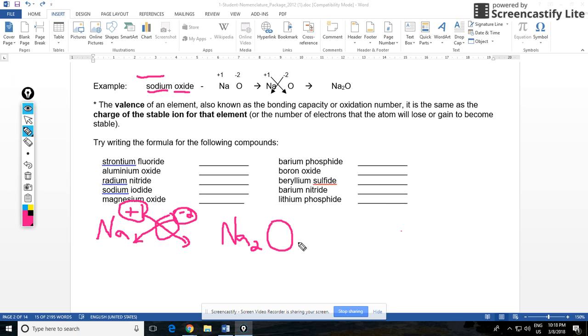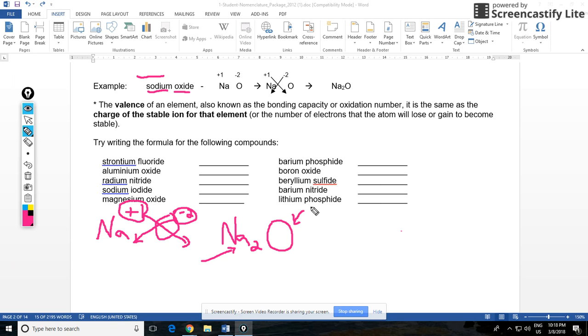Now I'm not going to put the 1. When there's a 1, you don't have to write it down, it's implied. We wouldn't write O if there was no O there. So we just put O, and if there's a 1, you don't have to write it in. So what this formula tells us is that there's 2 sodium ions for every 1 oxide ion present.